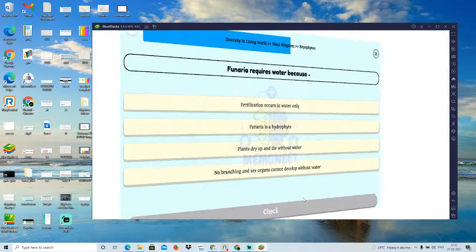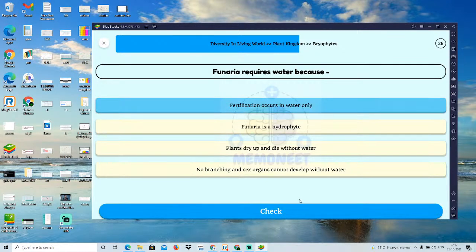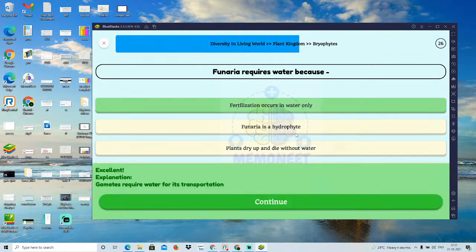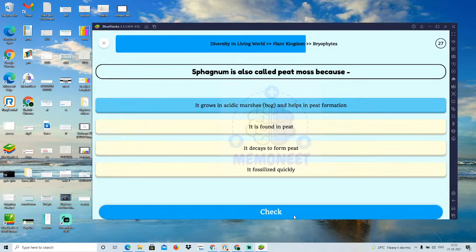We have read that. Funaria requires water because fertilization occurs in water only. Yeah, that's what is true. Yeah, because the antheridium releases antherozoids only in water. So that's why. That is general for all bryophytes. So sphagnum is also called peat moss because it grows in acidic marshes and helps in peat formation. Yeah.